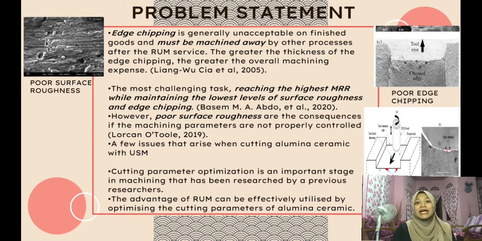Cutting parameter optimization is an important stage in machining that has been researched by previous researchers. The advantage of RUM can be effectively utilized by optimizing the cutting parameters of alumina ceramic. Besides, the use of alumina ceramic has become more widespread nowadays, showing how important it is to optimize cutting parameter to obtain the perfect output of alumina ceramic.